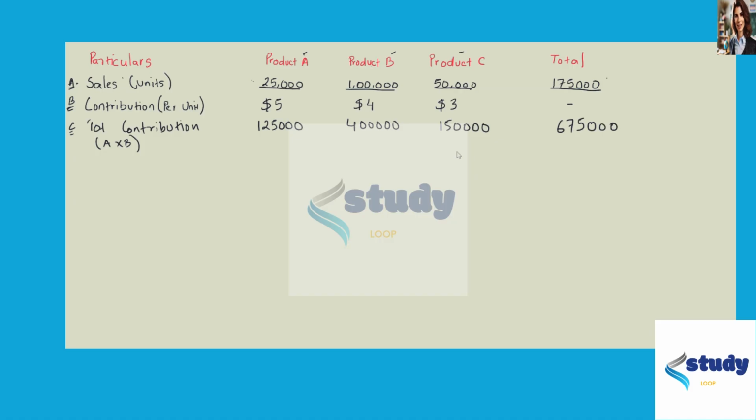Now, we know that if we subtract fixed cost from contribution, then we are going to get our operating income. So, the total fixed cost has been given, and that is 351,000. If we subtract this 351,000 from the total contribution of 675,000, then we will be having 324,000. This is in dollars. So this is our total operating income.